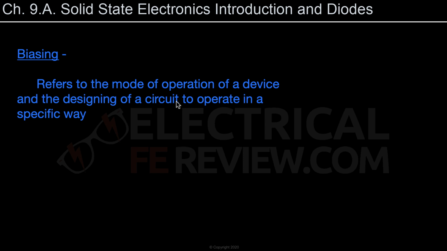Okay. Biasing refers to the mode of operation of a device and the designing of a circuit to operate a device in a specific way. So when we're talking about biasing different solid-state electronics, we want them to operate in a certain manner. As you'll see later on, we'll be going over different solid-state electronics, and they have multiple modes of operation. So biasing basically refers to designing a circuit in a way that makes the electrical component operate in one of its specific modes. Alright, now we're going to be going over ideal diodes.